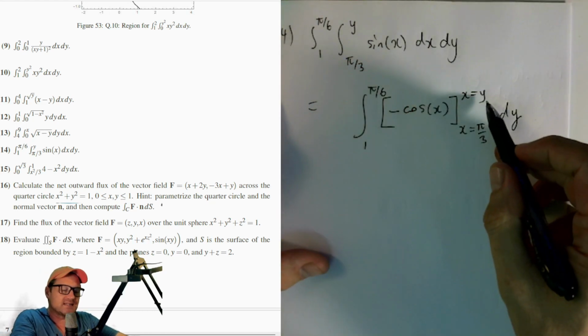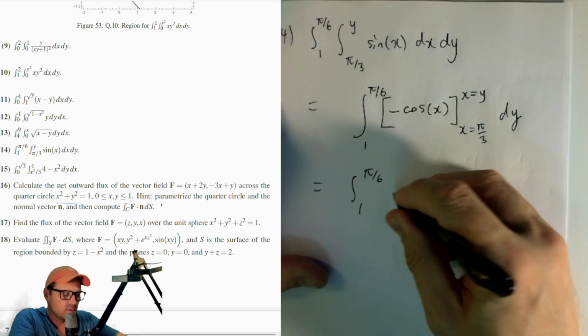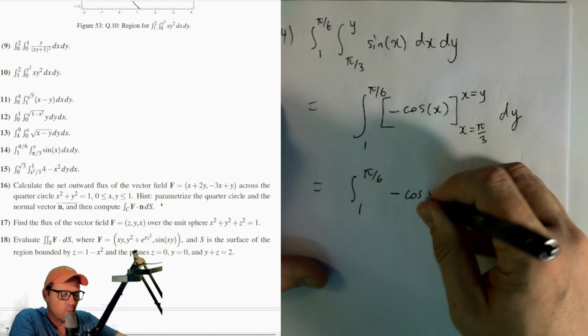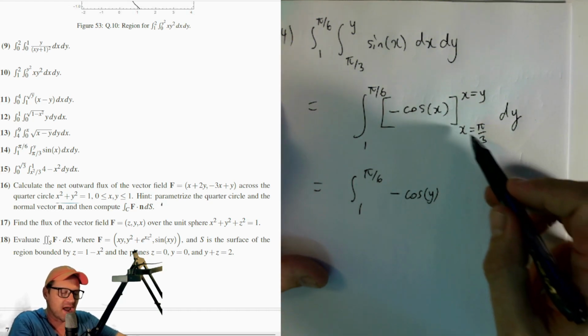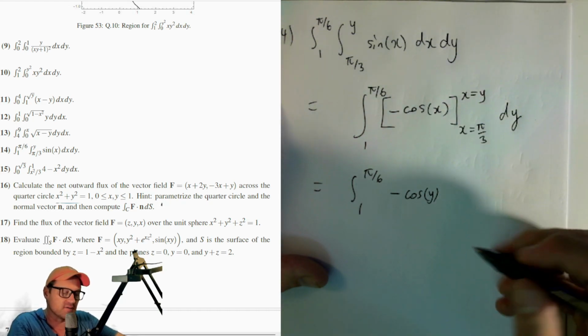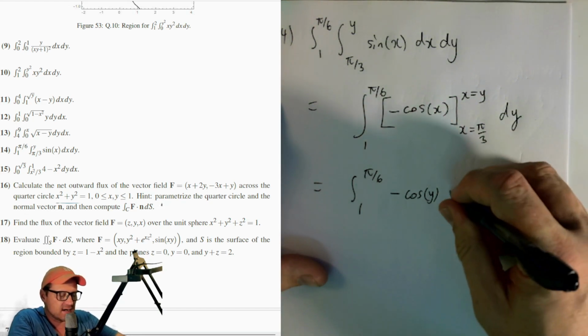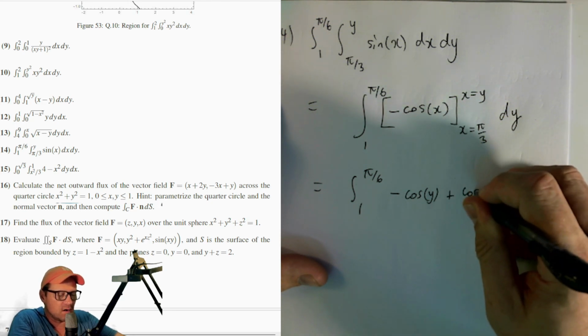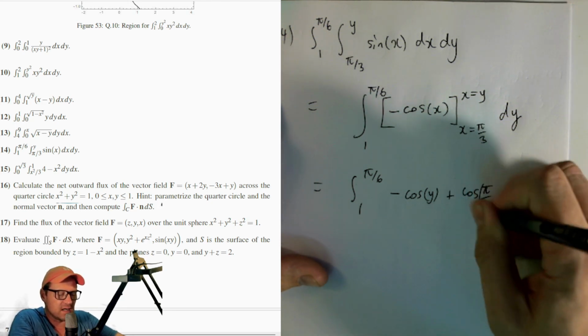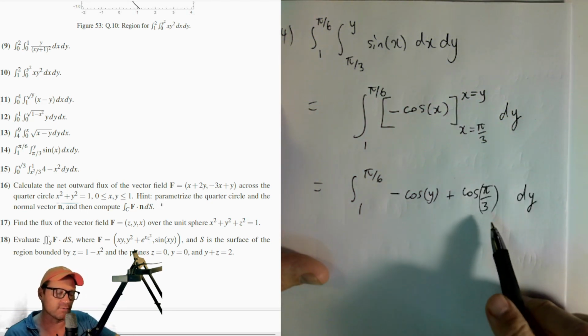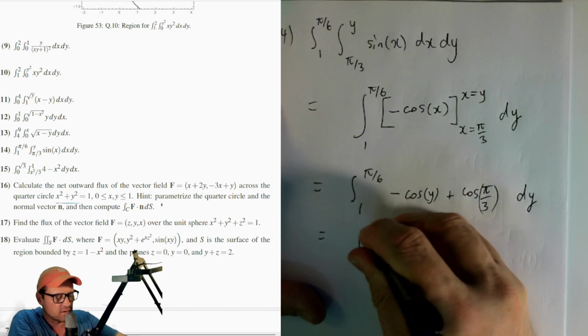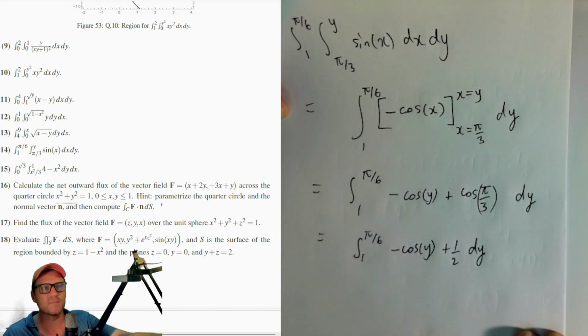Okay, now replacing the x with y here, we have minus cos of y, and then we subtract replacing the x with pi on 3, but there are two minuses there, so that will be a plus cos of pi on 3. Okay, now cos of pi on 3 is a half. Let's simplify this first. And now let's integrate with respect to y.